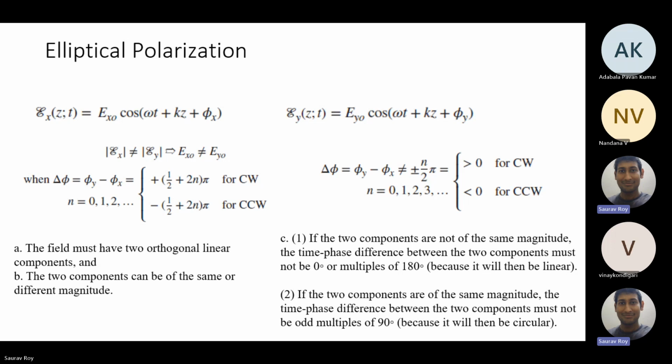But now it says when it is the same component. Let's say Ex equals Ey, the absolute values of them are equal. But still they will become elliptical polarization when the phase difference is not a multiple of pi by 2. It is any value, let's say pi by 6, pi by 7 or something. There it does not matter whether the electric field absolute values are same or different. In that case, it will obviously be elliptical polarization.